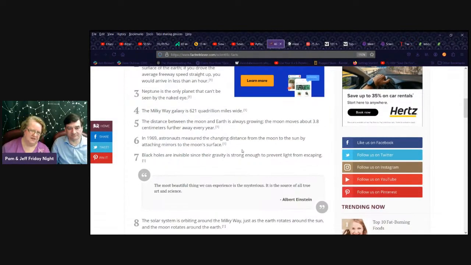Well, that's pretty cool. Number 6: in 1969, astronauts measured the changing distance from the moon to the sun by attaching mirrors to the moon's surface. And I think that's part of why they've discovered that it's slowly going away. Actually, that's wrong. I think it's moon to the Earth. The distance between the moon and the Earth. Yes, I think you're right. I think they wrote that wrong.